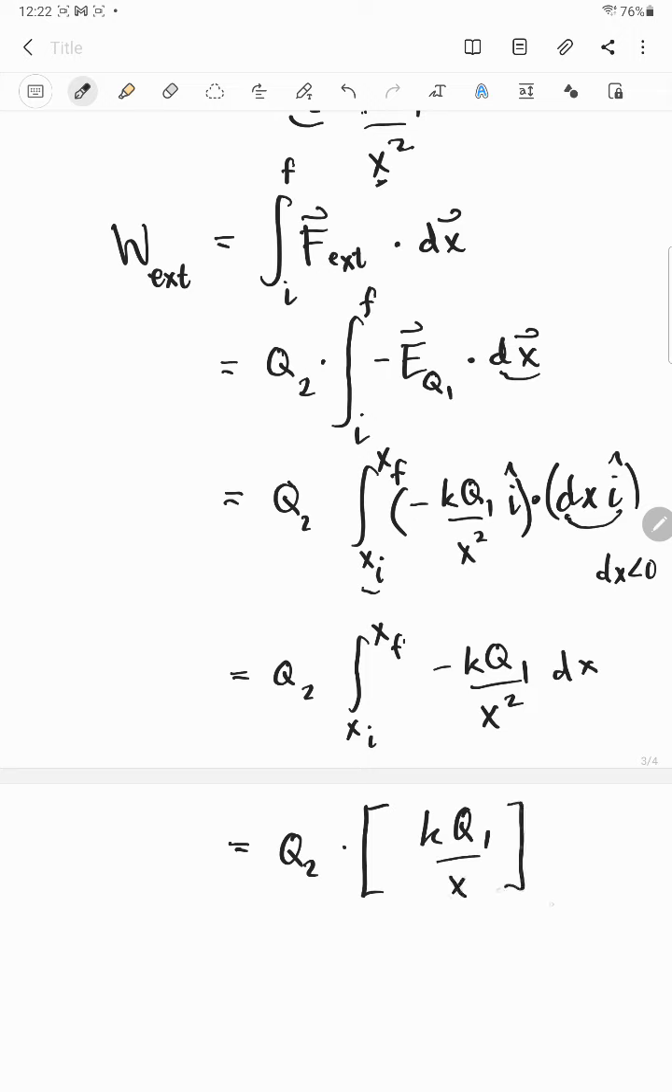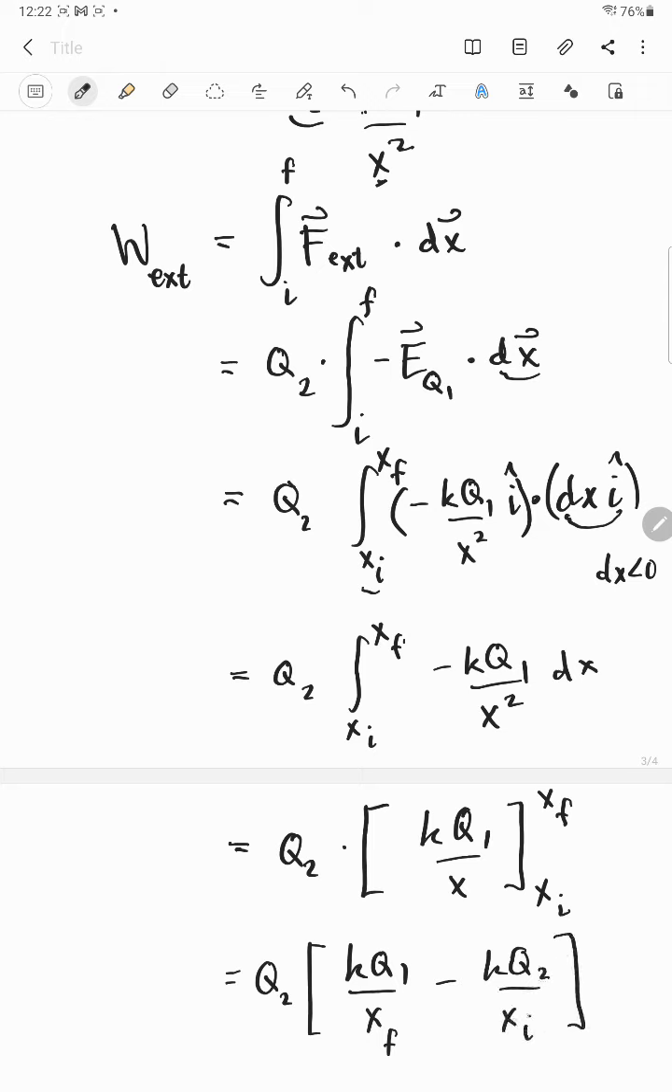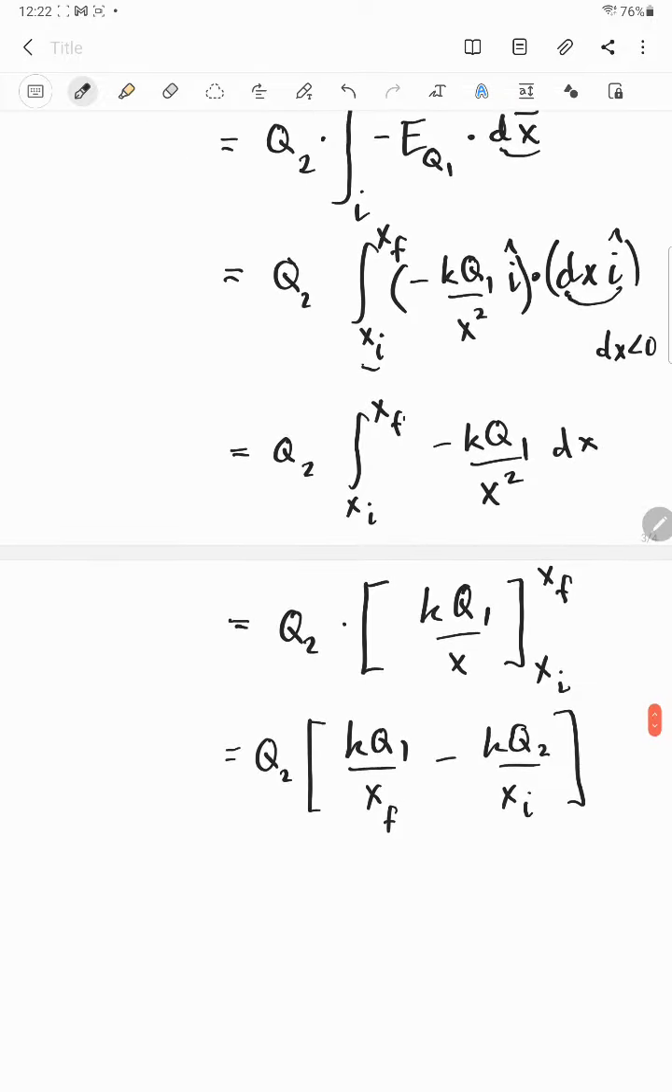And we have to remember to evaluate over the bounds. So this is Q2 times KQ1 over x, where you do the evaluation at the end point minus the evaluation at the starting point. Like this, right? And this is the answer to how much work did the external force do.